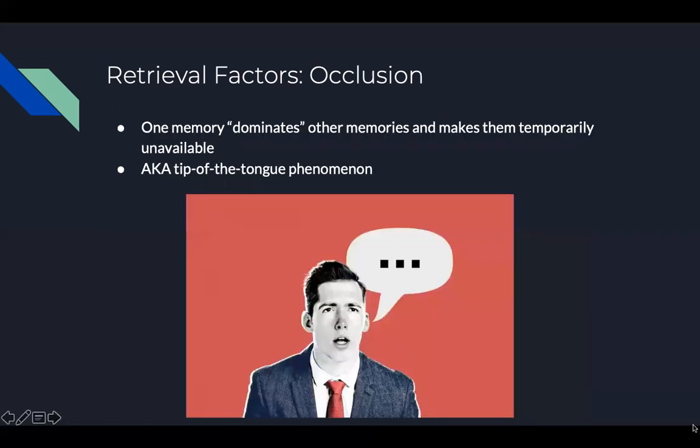So another factor is called occlusion. This is the idea that there's this dominance of one memory that then makes the other memories or items that you're trying to recall temporarily unavailable. And this is really quite frequently seen in the tip of the tongue phenomenon. This is where you have, again, this temporary loss of access to what you're trying to recall.